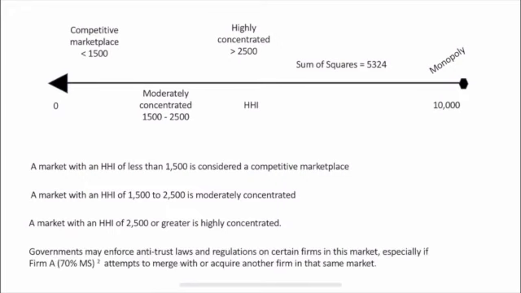And we must be very careful of the firms that own the percentage of the market share. And governments may enforce the antitrust laws and regulations on certain firms in that particular market, especially, for example, if Firm A, which owns 70% of the market share, attempts to merge or acquire another firm in that same market. And this is the purpose of conducting the HH index.